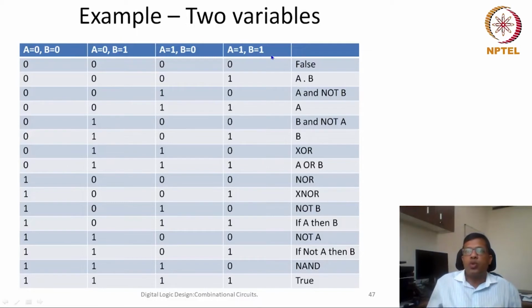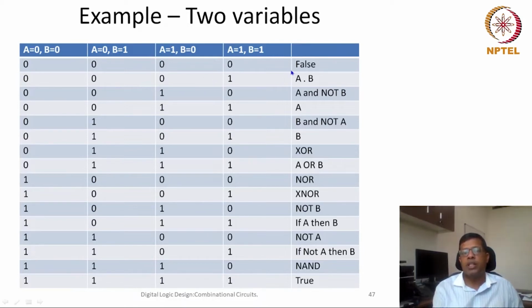Now I am trying to enumerate all the possibilities with these 4 outputs. Essentially each row in this table corresponds to a different function. So this is one function, my function f, where all the outputs, corresponding to all the truth table entries, are 0.